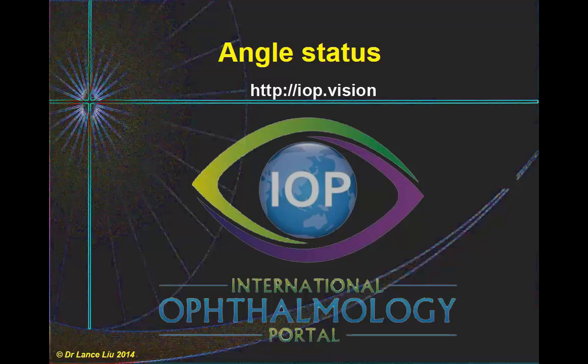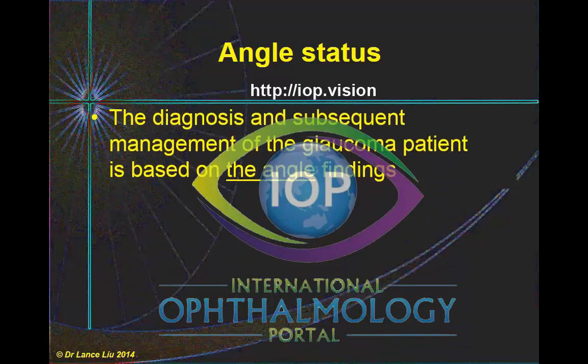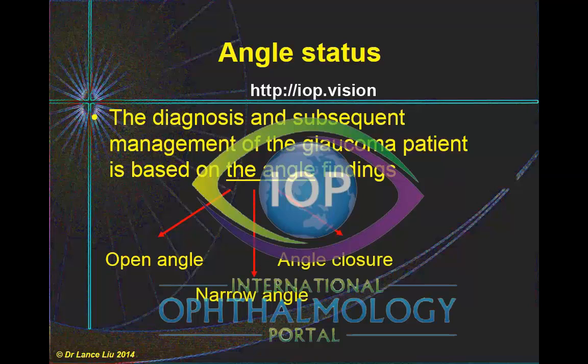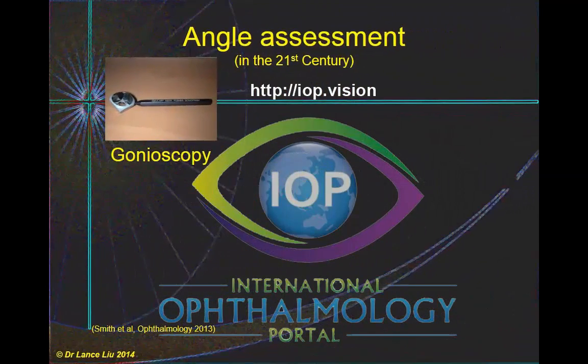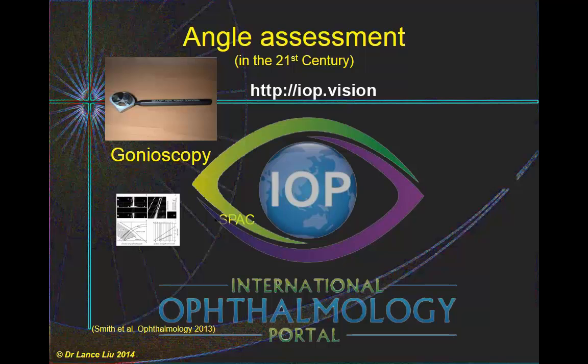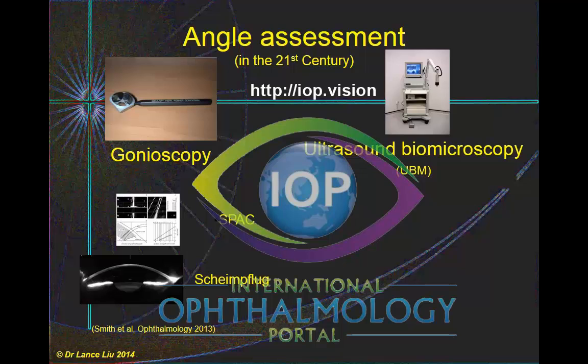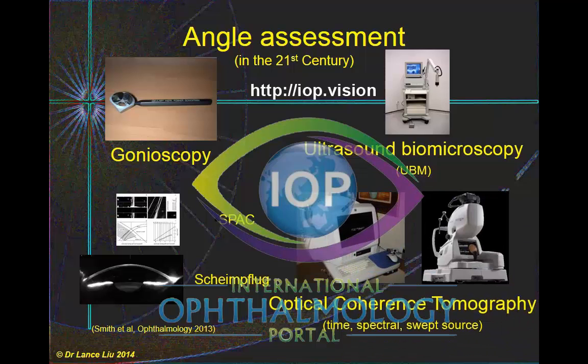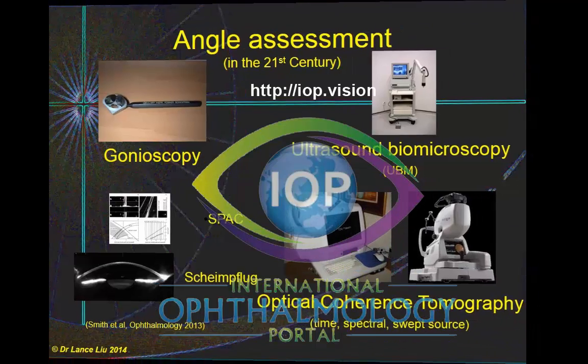Hence, it's important to assess the status of the angle. The diagnosis and subsequent management of the patient is based on the angle findings. They can be defined as open, closed, or narrow. In the 21st century, gonioscopy is still the gold standard when it comes to assessing the angle. However, we have ultrasound biomicroscopy, optical coherence tomography, and even Scheimpflug photography to help in assessing whether the angle is open or closed.